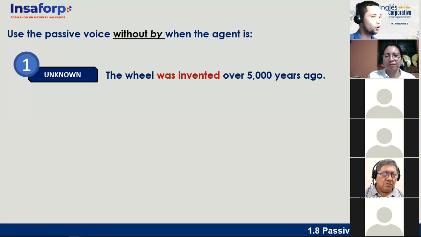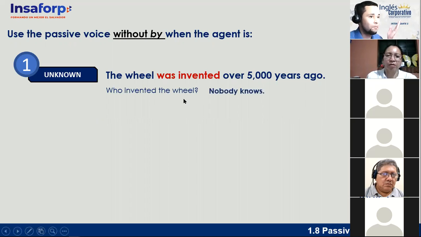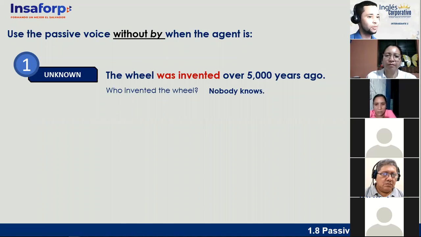¿Por qué no ocupamos by en este caso? By no invent the wheels. We don't know, right? That's the idea. So who invented the wheel? The answer is nobody knows. ¿Quién se inventó la rueda hace más de 5,000 años? Nadie sabe. No hay registro al respecto.